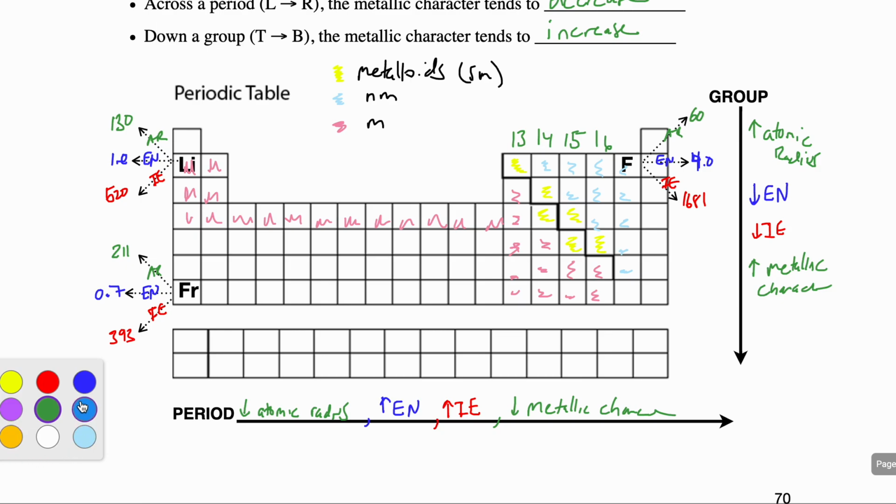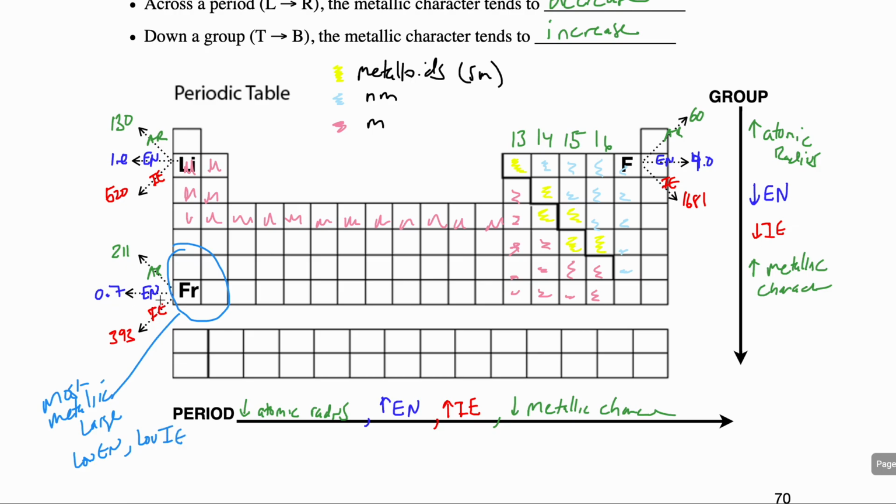So your most metallic elements are lower left. This region here, these are your most metallic character. Top right, least metallic. So francium to fluorine, they represent the opposites. Your most metallic are large atoms, and they have low electronegativity, so low pull on electrons in a bond, and low ionization energy, very easy to give away electrons.